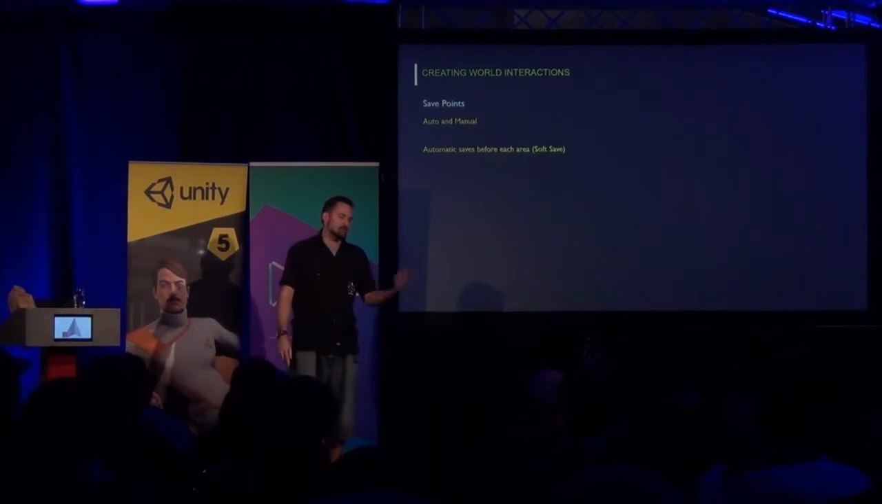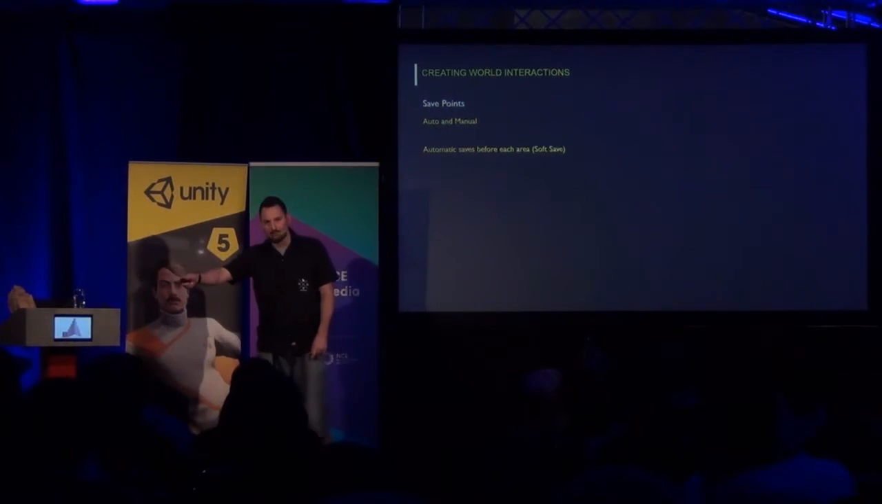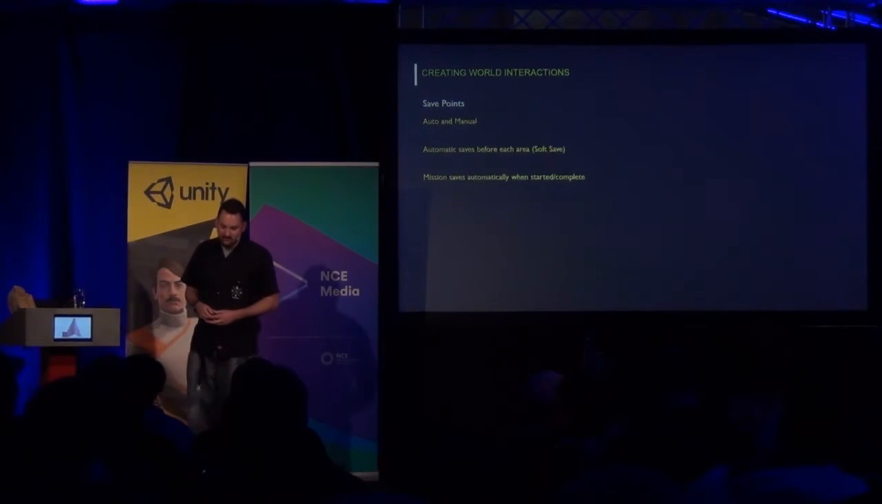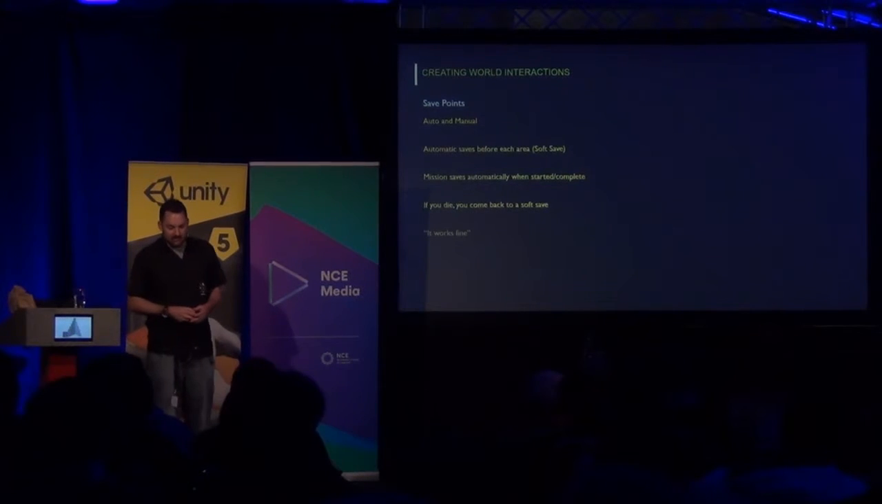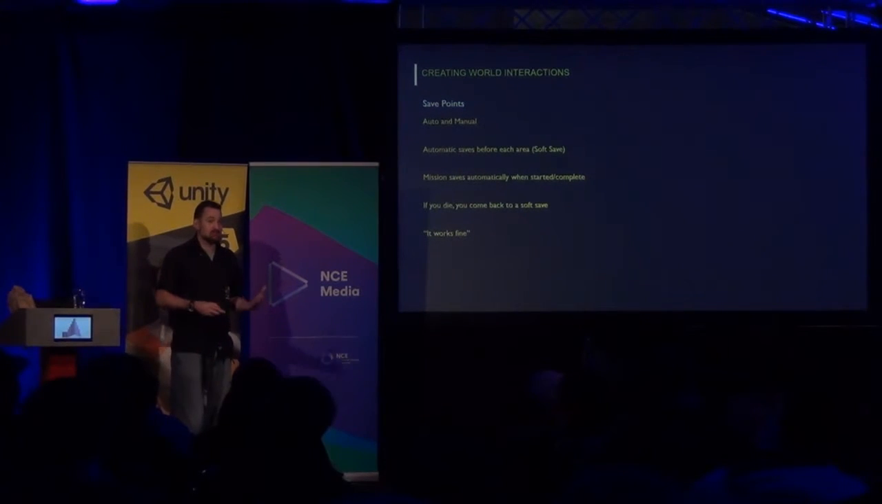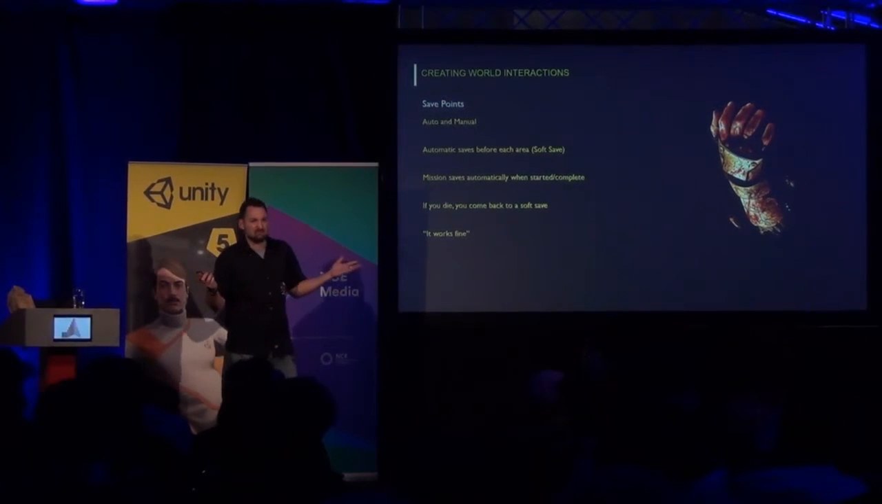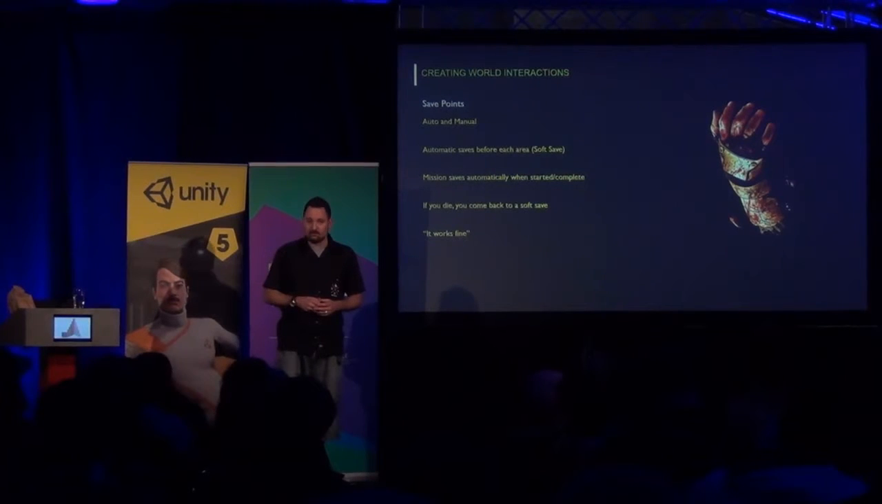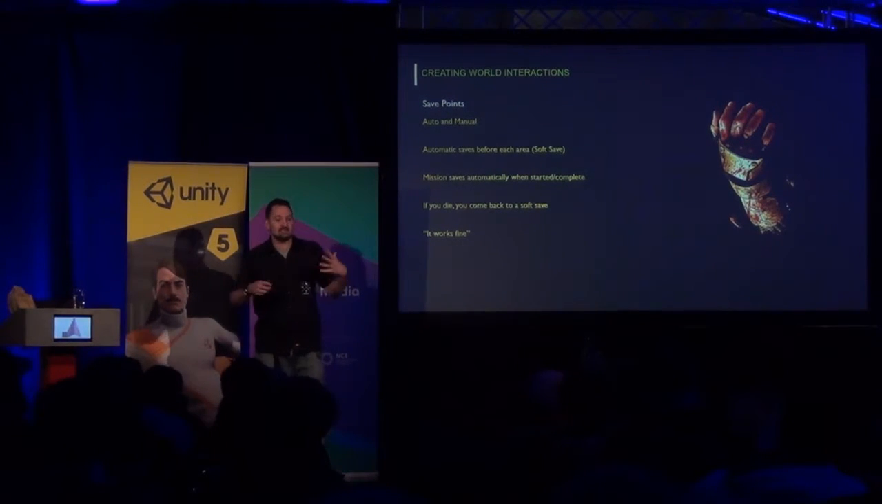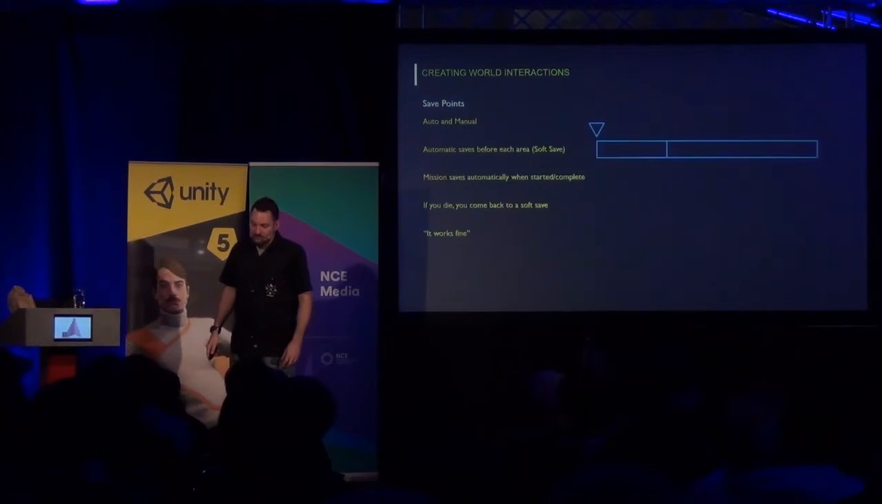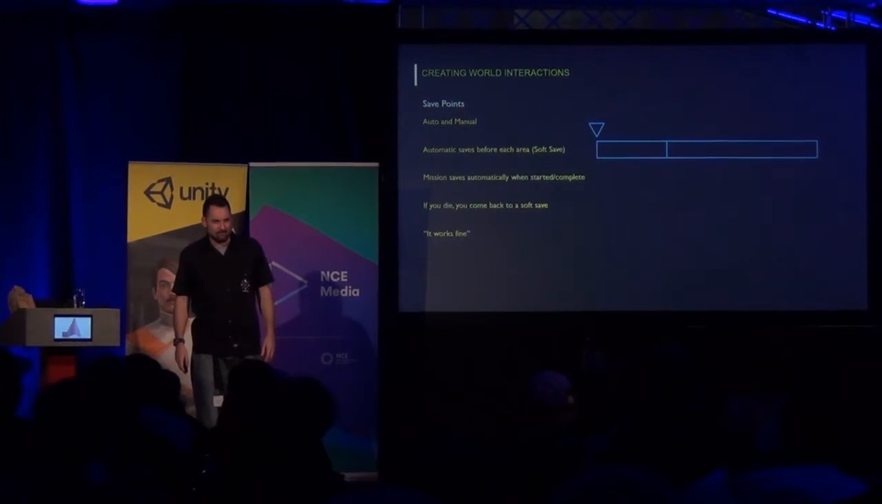We had auto and manual points. We had, well, you go through a door and it saves automatically because you don't want to lose a bunch of progress, and this is going to happen before you get into this area because it makes sense for the code. The mission saves automatically when it's started and completed, and if you die, you come back to a soft save. And my approach was kind of like, well, it works in Dead Space, it works in Uncharted, it works in all these other games. We don't need to mess with it. It works fine. And I had several feelings that we didn't need to put lots of work into this to make it better because it just kind of worked.